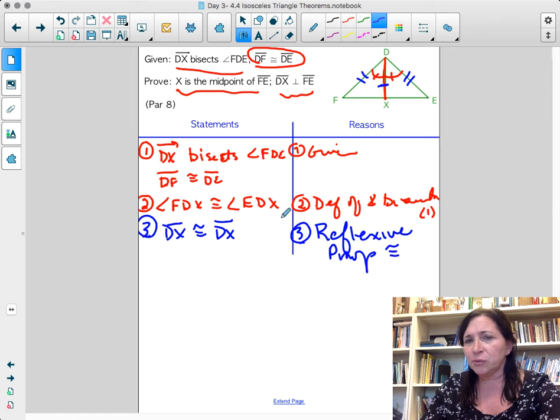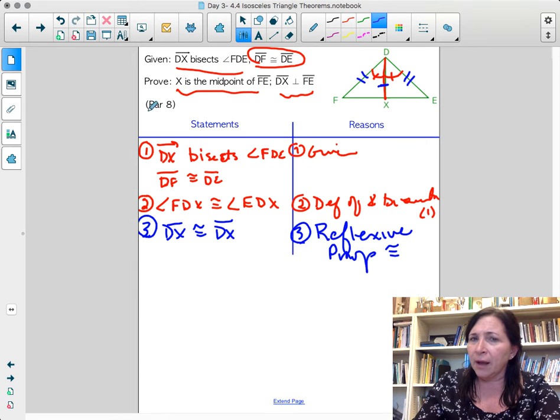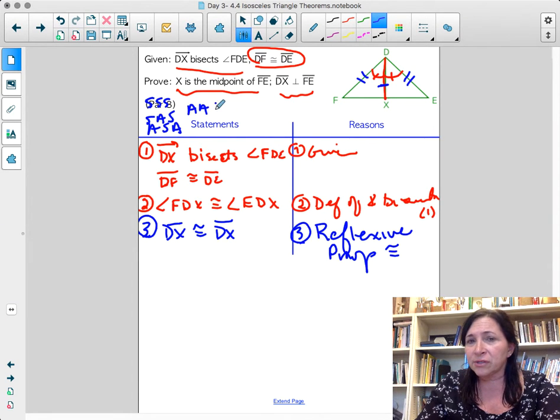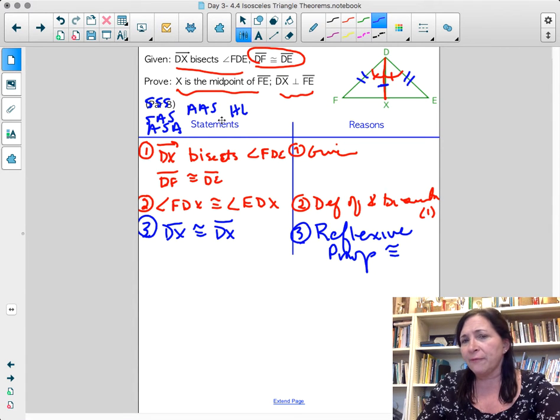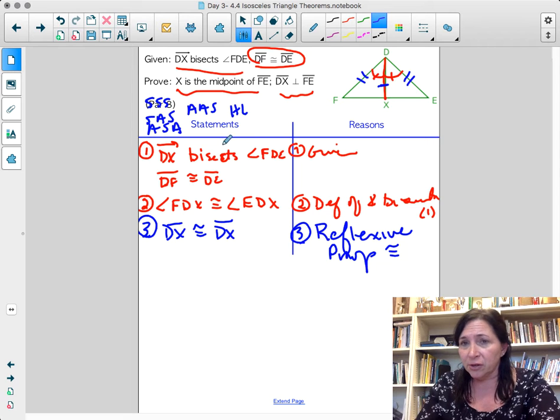I do want to just remind you of all the 5 ways that we know. Remember the 5 ways that we covered in the last lesson to prove two triangles are congruent? There's side, side, side. There's side, angle, side. There's angle, side, angle. There's angle, angle, side. And there's hypotenuse, leg. So those are our 5 reasons or ways that we would prove two triangles congruent.